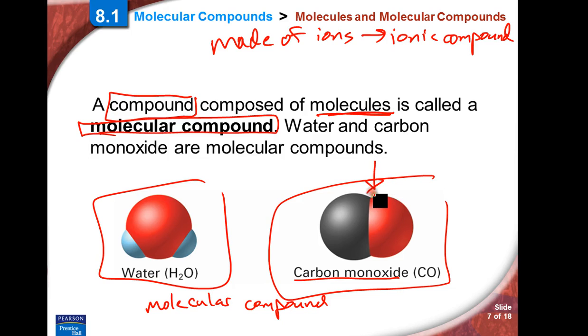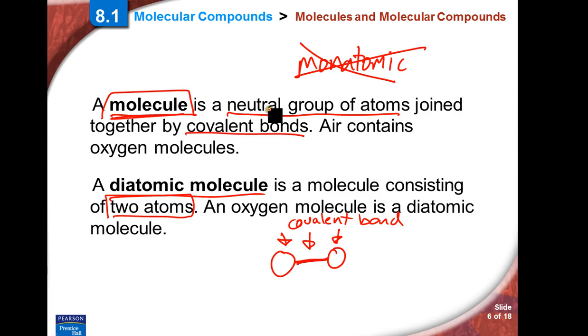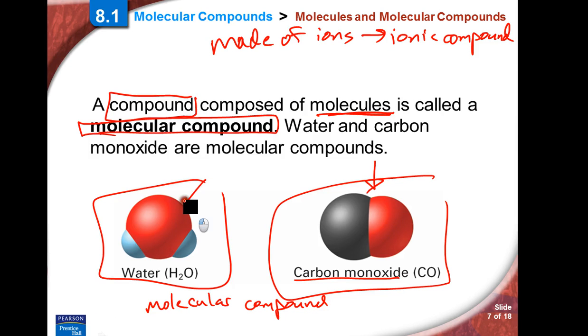This is one molecule. We say molecules are a neutral group of atoms joined together by covalent bonds. So, in this case, we have water. It's neutral once it's built into this shape. It is neutral, and it's held together by sharing electrons, which is what we call a covalent bond.